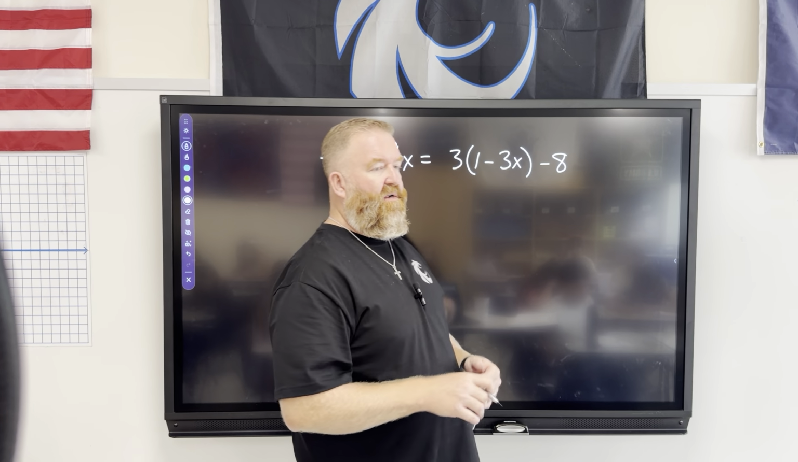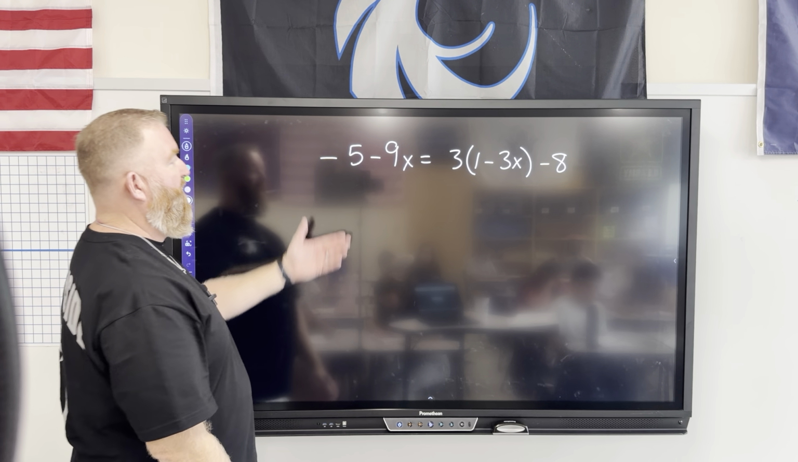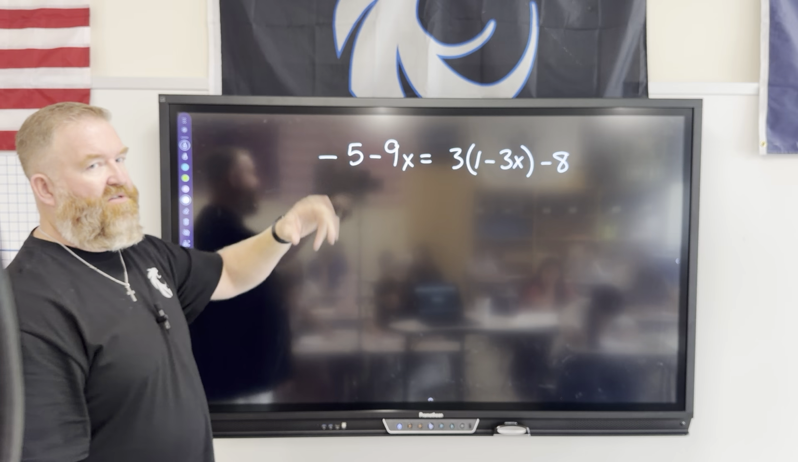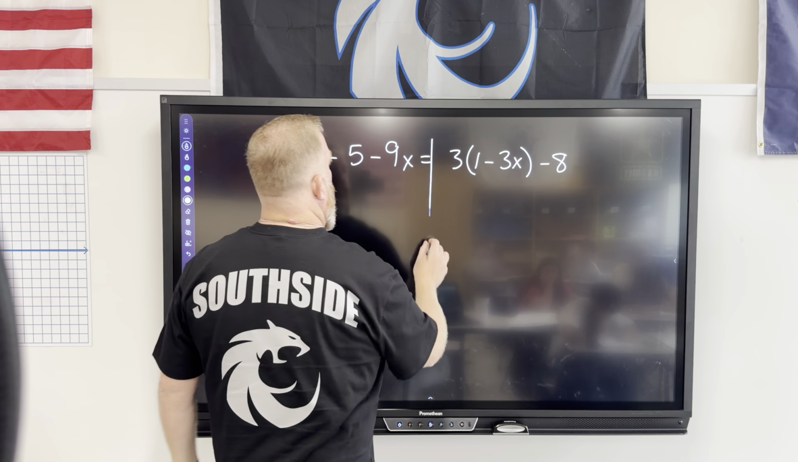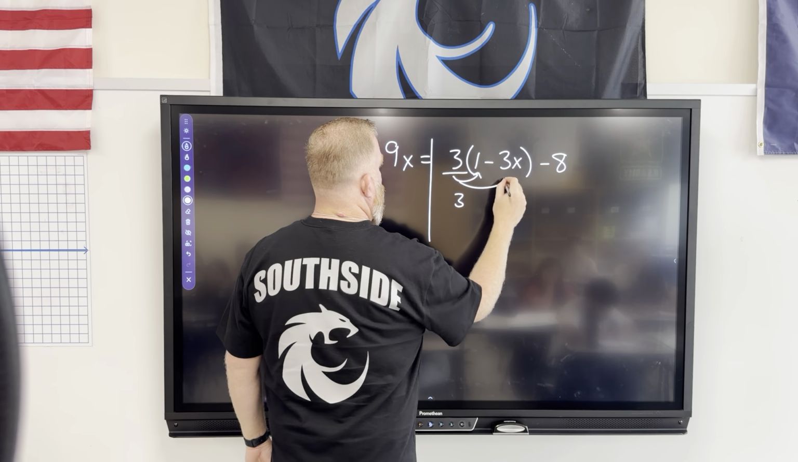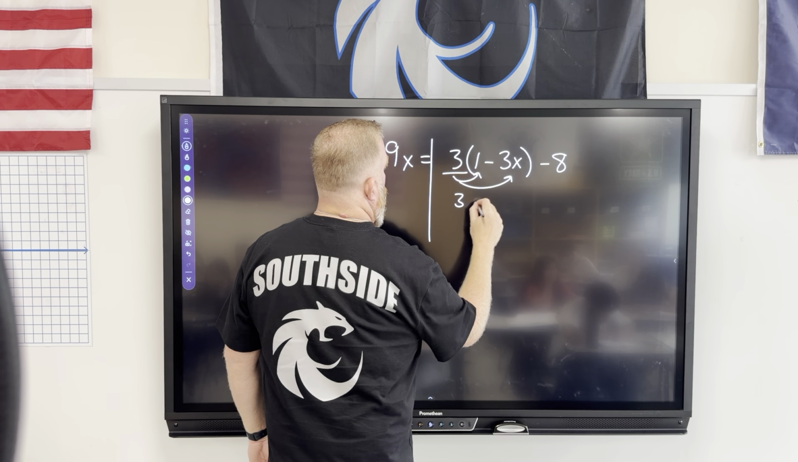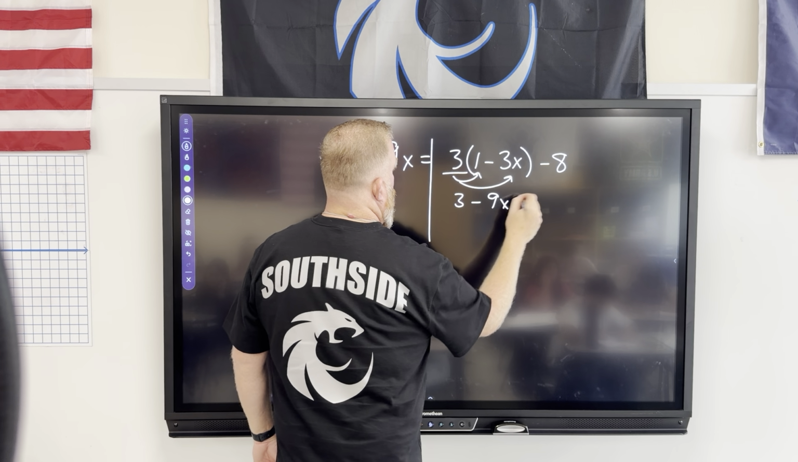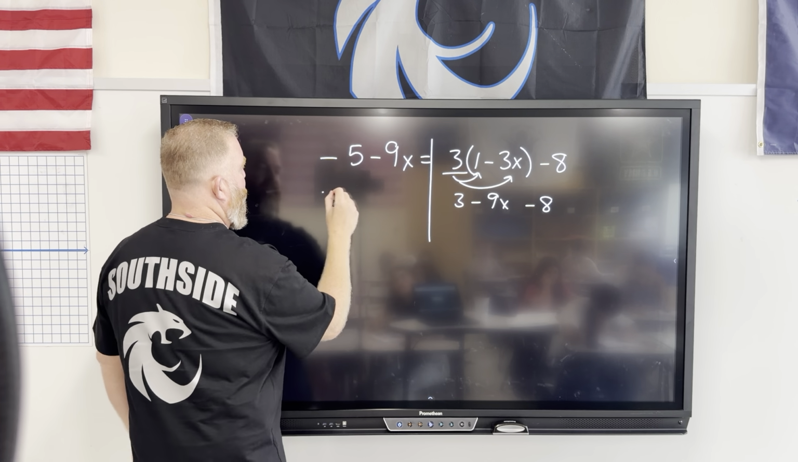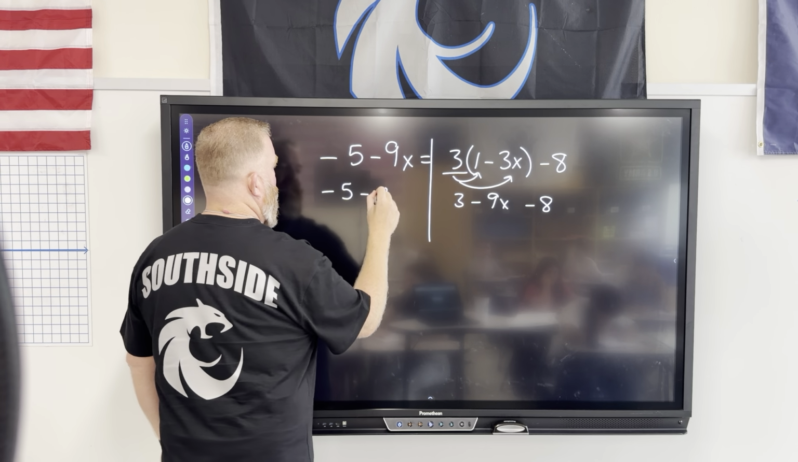All right. So on the right side, there's nothing to do on the left. Yes? Nothing to do on the left. Let's work on the right-hand side. What is 3 times 1? 3. What is 3 times -3? -9x, and then -8, correct? And on this side, I've got -5 minus 9x.